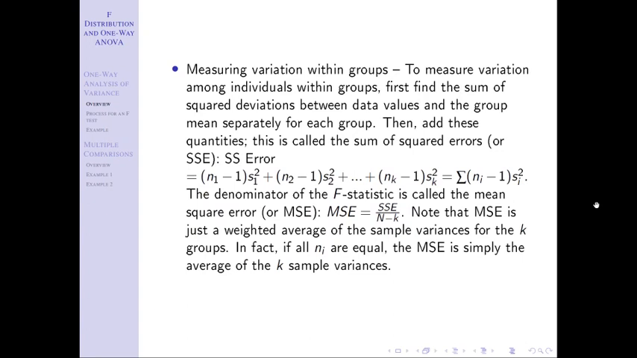Again, we're dealing with some individual standard deviations of groups, so s sub 1 squared is the variance of group 1, s sub 2 squared is the variance of group 2. Again, you don't need to know the math part of that. The idea is that the denominator of the F statistic is called mean square error, MSE, and that is the sum of the squared errors over capital N minus K, with capital N being the total number of observations, and K being the number of groups. Note that mean squared error is just a weighted average of the sample variances of the K groups. So if all of the sample sizes are equal, the mean squared error is simply the average of all of the variances. That's all that is.